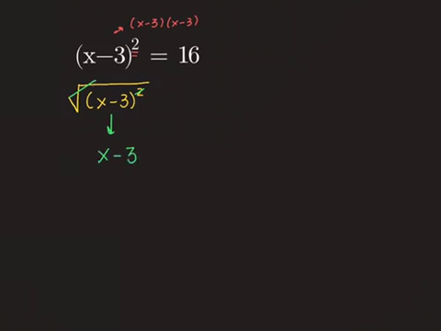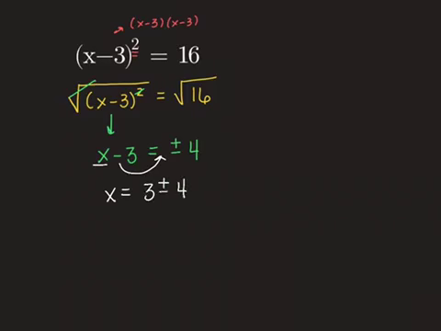Well, if I take the square root of the left side, I also have to take the square root of the right side. So the square root of 16, remember, is plus or minus 4, positive or negative 4. So now all I need to do to isolate x is just move that 3 over, and you're always going to make sure to move it in front of that plus or minus sign. So x is equal to 3 plus or minus 4.